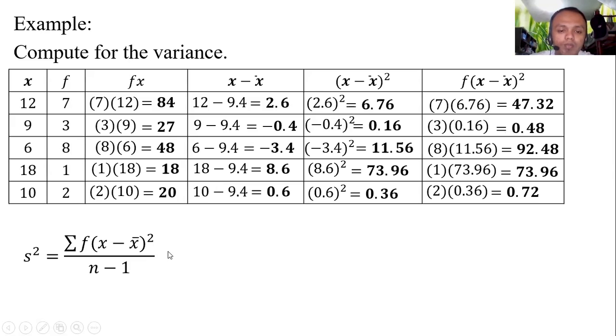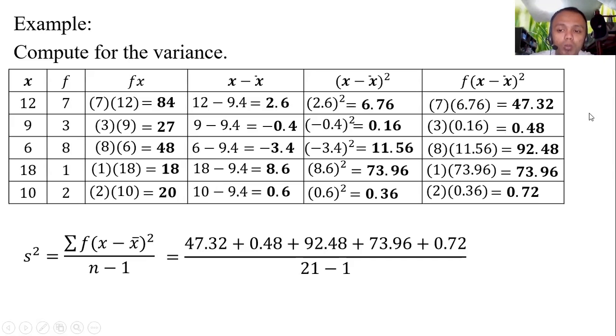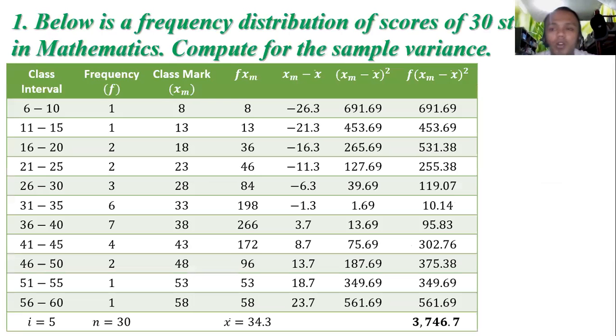Then add natin. 47.32 plus 0.48 plus 92.48 plus 73.96 plus 0.72 all over 21 minus 1. Then we have 214.96 divided by 20. Divide natin, then we have 10.748, or 10.7. So that is our variance.